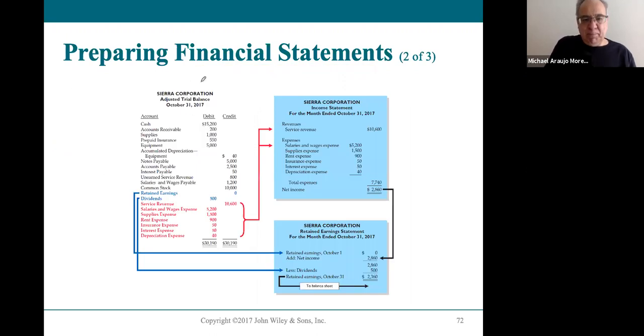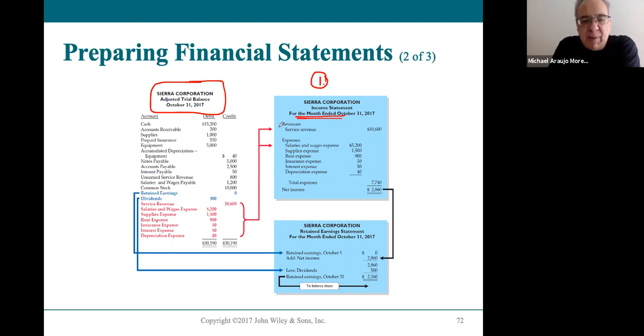Okay. So from the adjusted trial balance, and I'm sorry, these are pretty small. The very first financial statement that we do is the income statement. This is the income statement for the month ending October 31st. Remember, the income statement is subject to the periodicity assumption because it measures a period of time. So does the retained earnings statement as well. But the income statement is the very first one that we do.